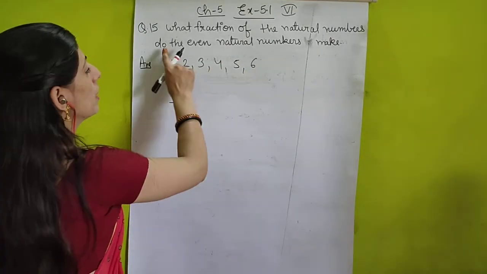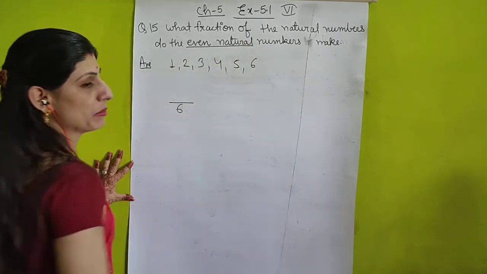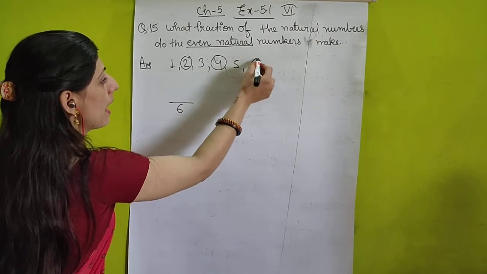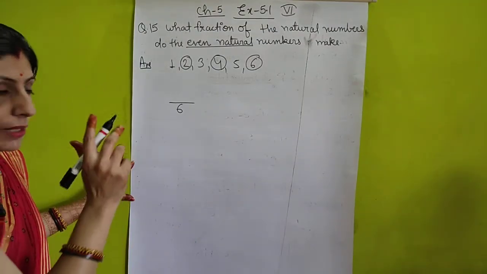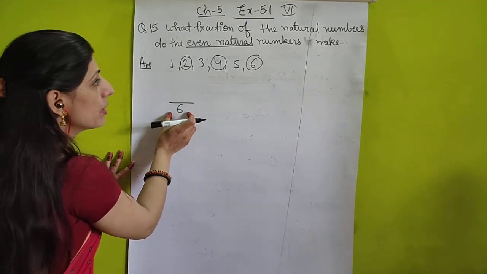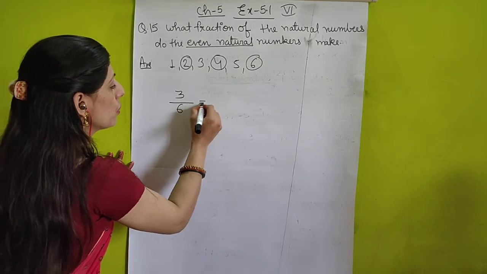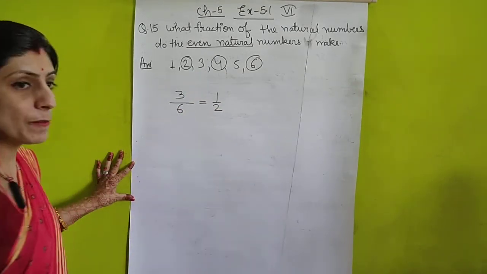Now what do the even natural numbers make? Even natural numbers are 2, 4 and 6. How many are they? They are only 3. So total natural numbers are 6, out of them 3 are even. So your fraction will be 1 by 2, because 3 ones are 3 and 3 twos are 6.